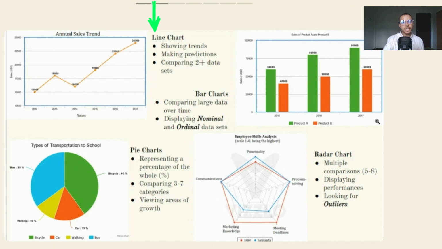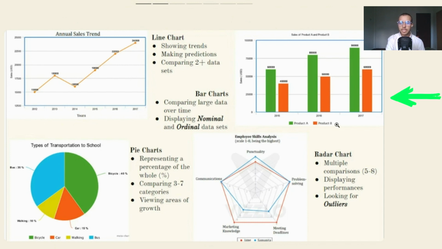The line chart is the most common one you see. This is like the stock market. They will show trends and often they'll compare a few sets of data. Along the bottom, you might see the years, and along the top, you might see numbers, as you can see here. This one is describing the annual sales trend over the course of 5 years, a couple years.